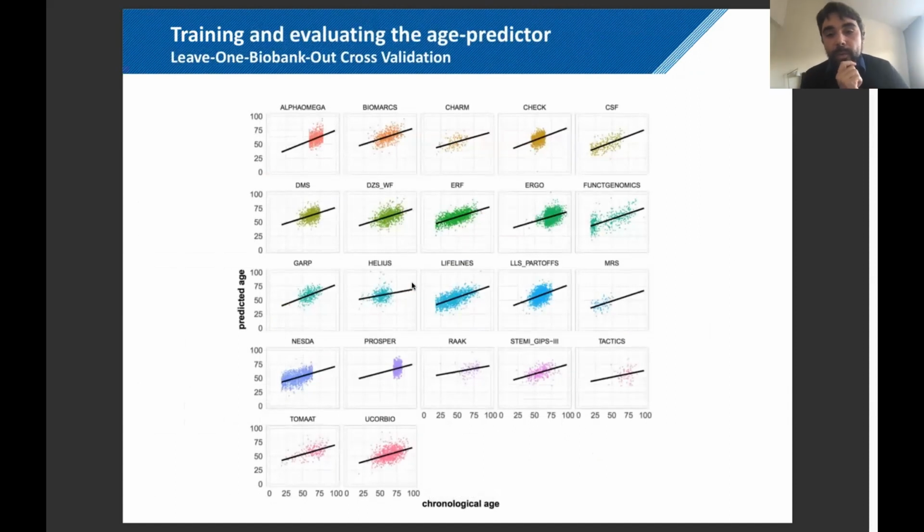Another way to evaluate whether we do a reasonable job is a leave-one-biobank-out cross-validation, where each time we train on all biobanks except one, and then project our predictions in the left-out biobank. What you can see from this picture is that, to a different extent, in each of these studies we do catch an aging signature, where we see a correlation between predicted and chronological age.